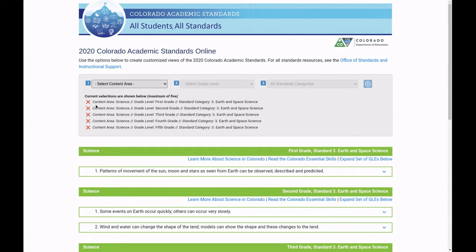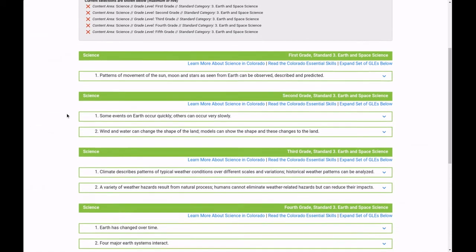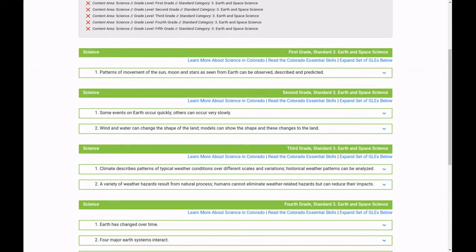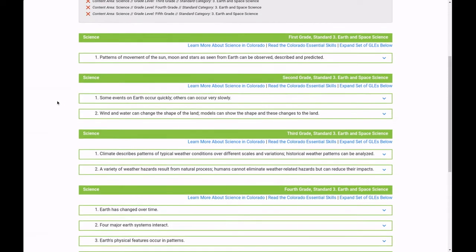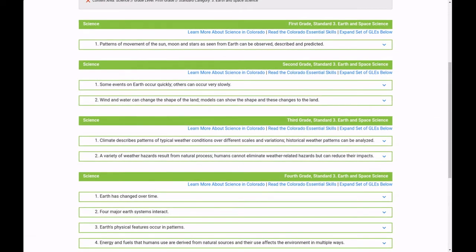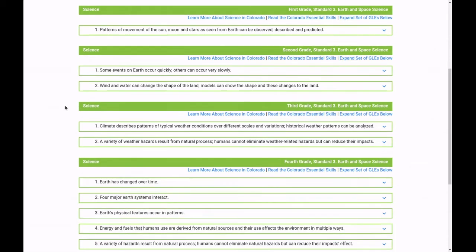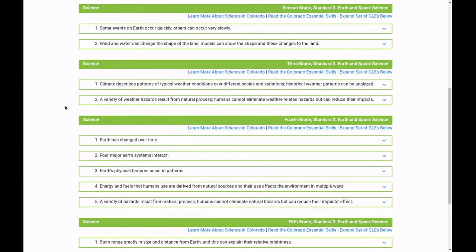So I already went and selected science at each of the 5 elementary grade levels for Earth and Space Science, and you can add them so you can see them all on the same page. It's kind of a neat feature. So we have first grade, second grade, third, fourth, and fifth for Earth and Space Science. And as we scroll down through, we really don't see anything related to air pollution until we get to grade 4. First grade's about the sun, the moon, and the stars. Second grade starts about some events on Earth and wind and water changing the land. Third grade is starting to be about climate and weather hazards.